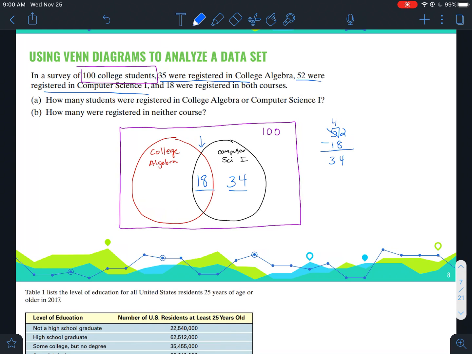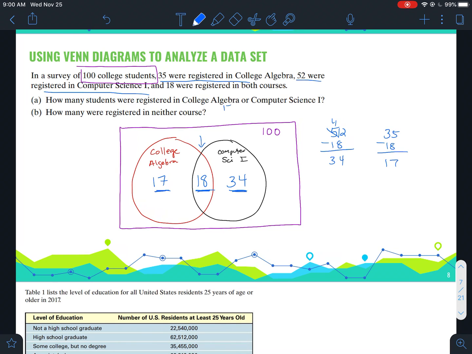So 52 were in computer science, and 35 were in college algebra. I know that in college algebra, there's 18 that are in both, and there's 35 total in college algebra. So I need the 17 other people, because if I did 35 minus 18, I'd get 17. So altogether, I have 18 people that are taking both college algebra and computer science. I have 17 people who are just taking college algebra, and I have 34 people who are just taking computer science.